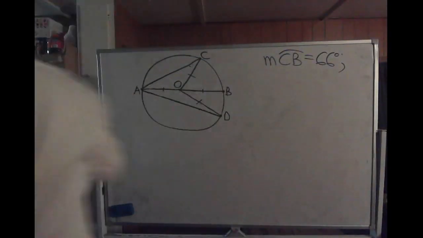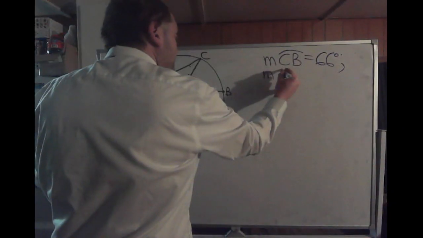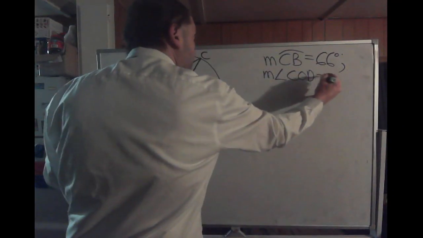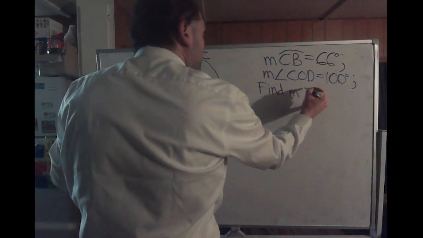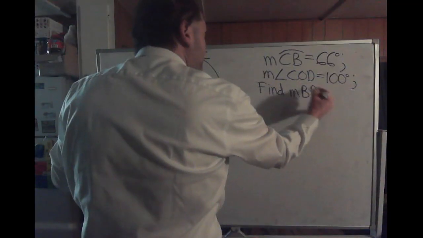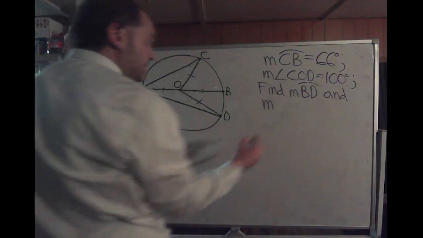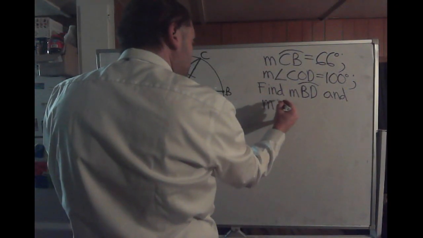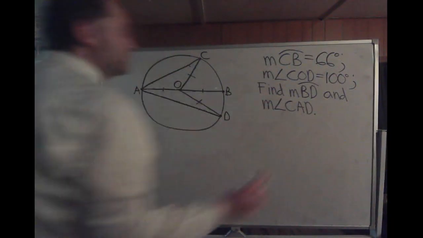The measure of arc CB is equal to 66 degrees. What else do they give us? That the measure of angle COD, the whole angle, is going to be equal to 100 degrees. So what are we to find? We're to find the measure of arc BD, and find rather the measure of angle CAD. So we have a little bit different information this time.